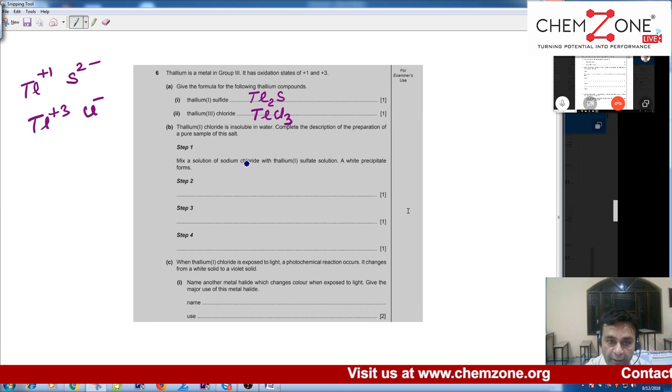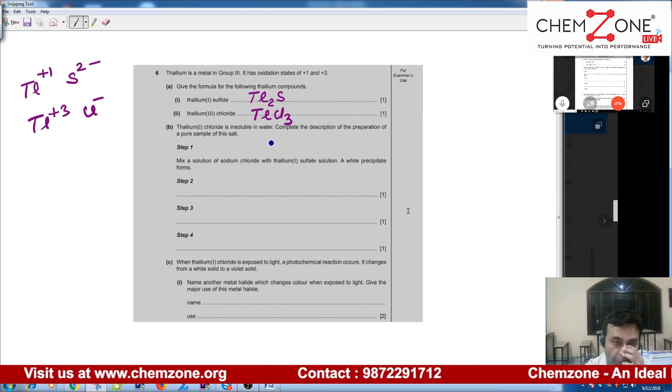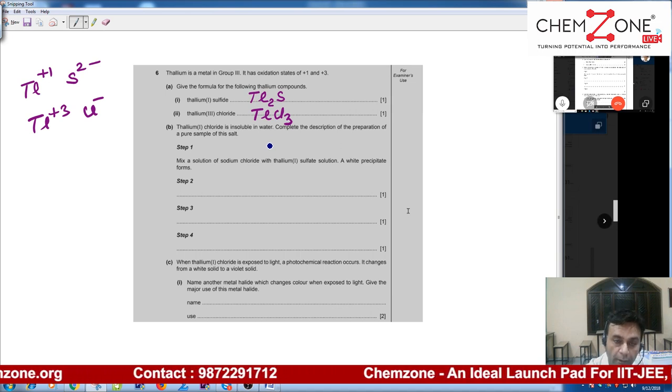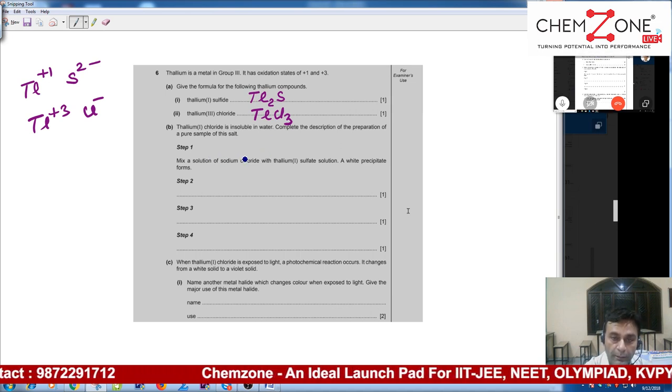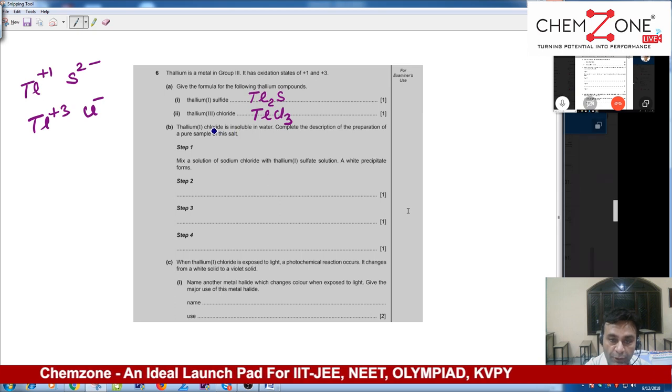Thallium(I) chloride is insoluble in water. Complete the description of the preparation of the pure sample of this salt. It is insoluble in water, right? Mix sodium chloride and thallium sulfate in water. A white precipitate is formed.